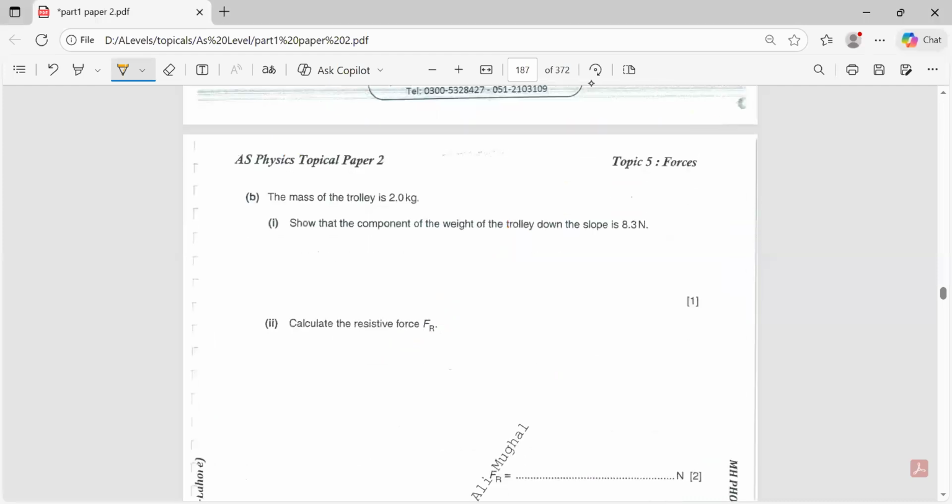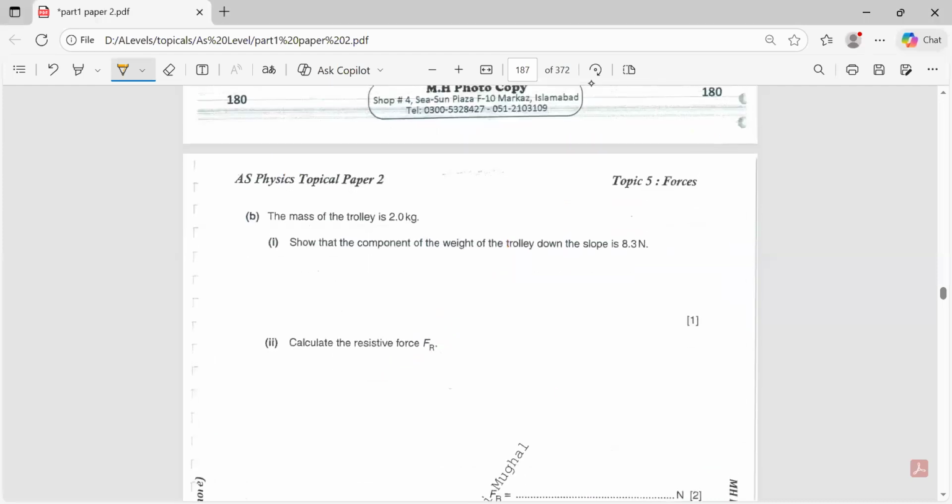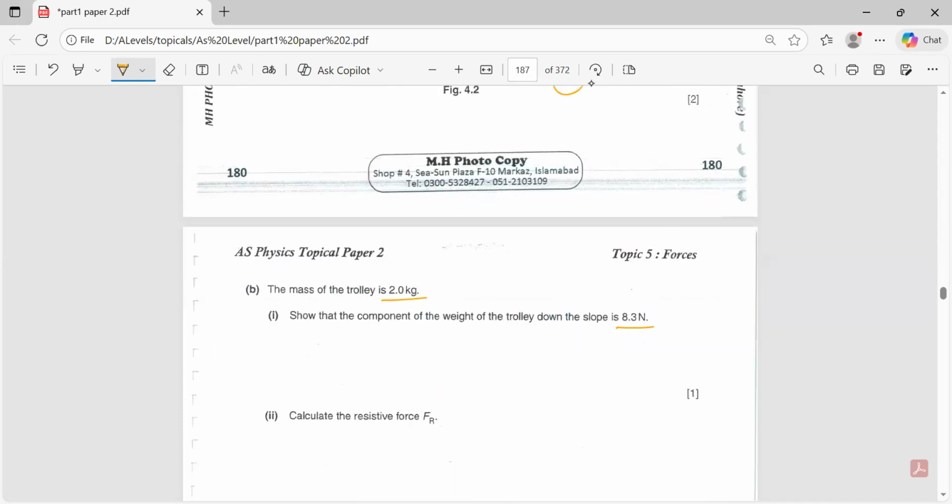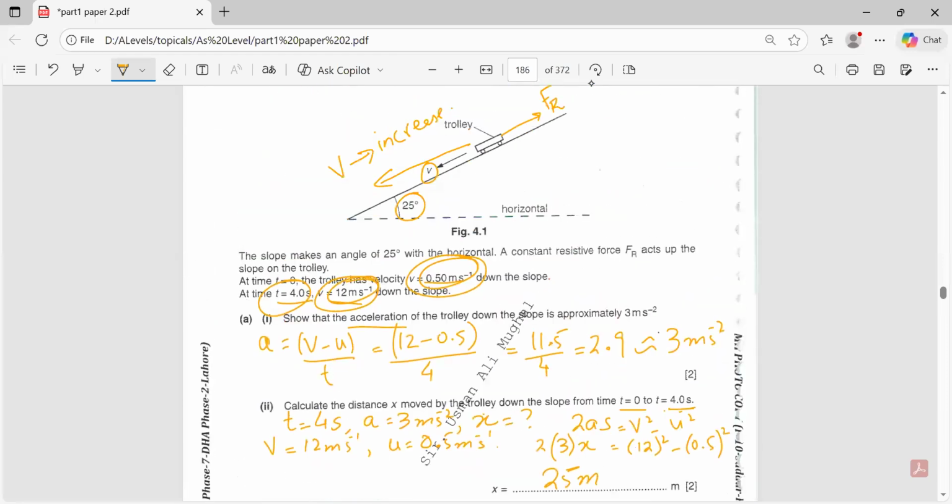Okay, moving onwards. Next, it shows the mass of the trolley is 2 kg, right? We have the mass of the trolley as 2 kg. The question says, show that the component of the weight of the trolley down the slope is 8.3 Newton. So we need to find the component of the weight of the trolley down the slope. How will we find the component of the weight?